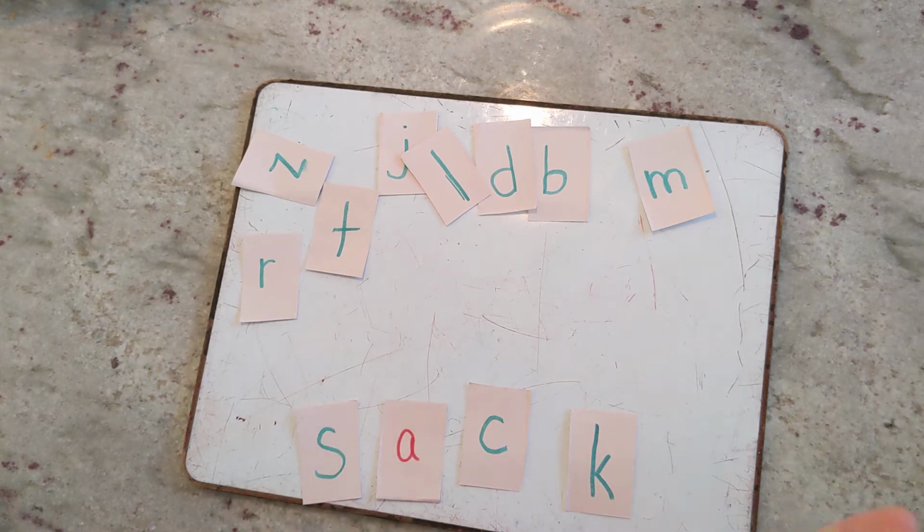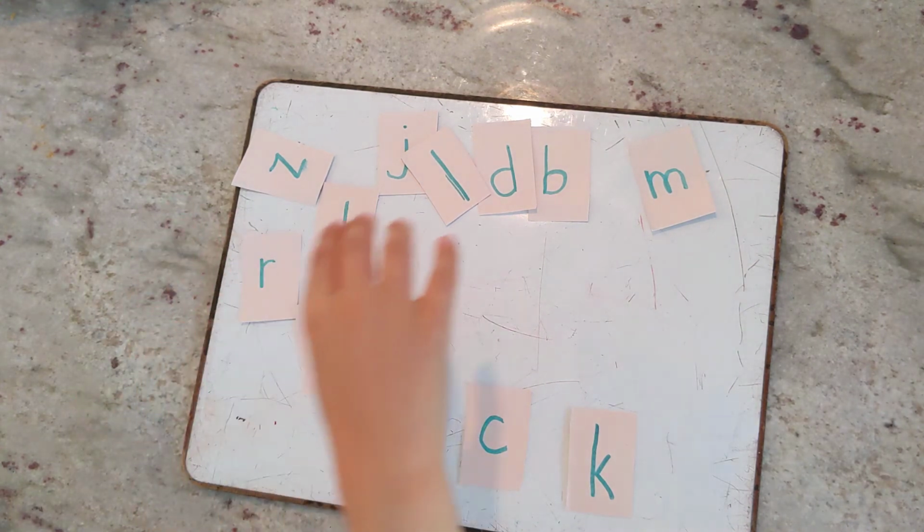Sack. Wonderful. How can you use that word in a sentence? I have a sack. Yeah, or Santa has a sack, right? Or I can have a sack of potatoes or a sack of onions, right? Or a sack of dirt. It does not have to be gum and things. No, it doesn't have to be. Nope. Take the S away. Replace it with a Z.